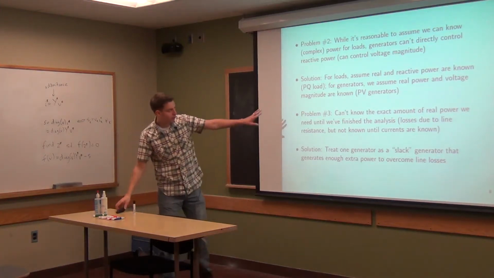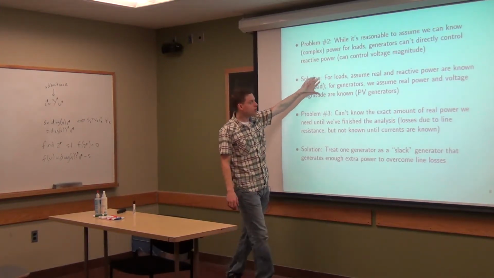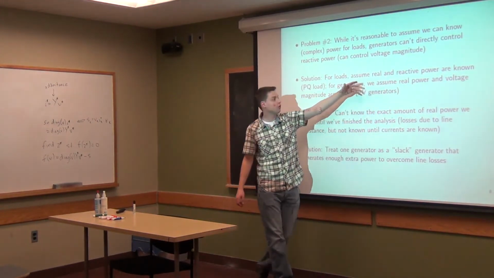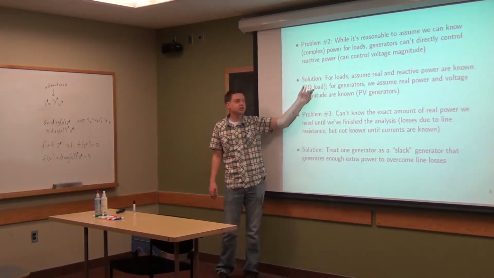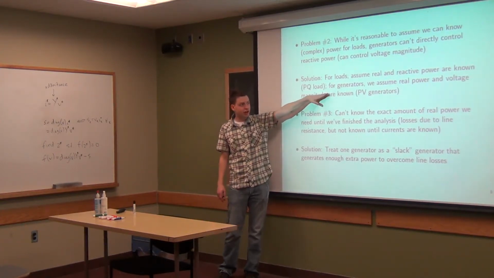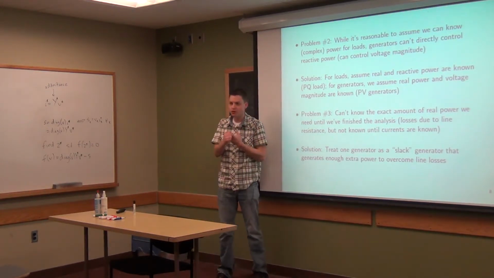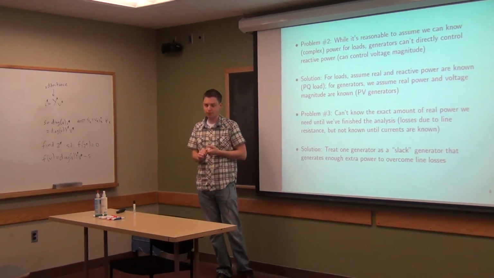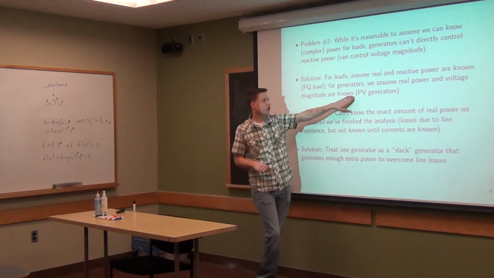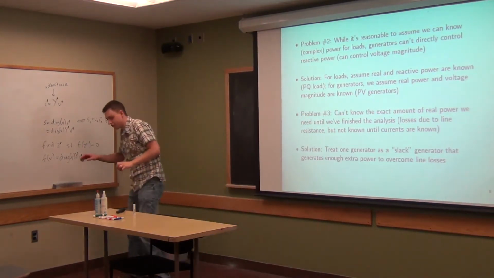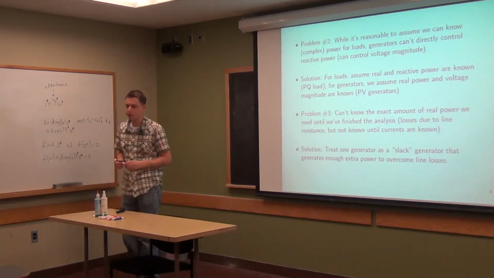So the common notation here is that for loads, we assume that both real and reactive power are known. And those are called, therefore, PQ loads, because we know both P and Q, real and reactive power. And for generators, we assume that real power and absolute magnitude of voltage are known. And so these are known as PV generators then. Remember, it's important to note here that voltage is a complex number.